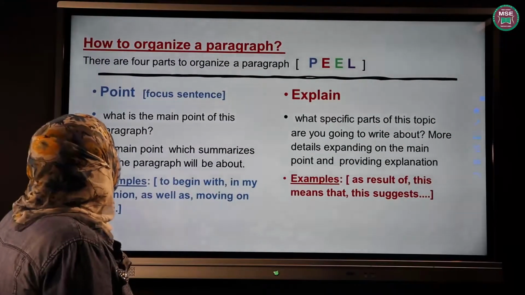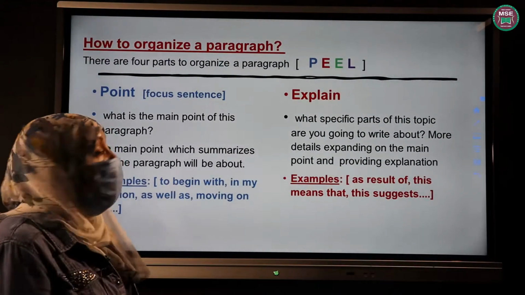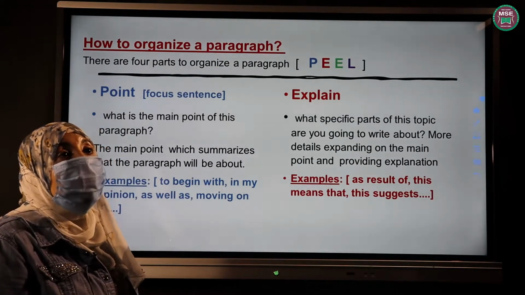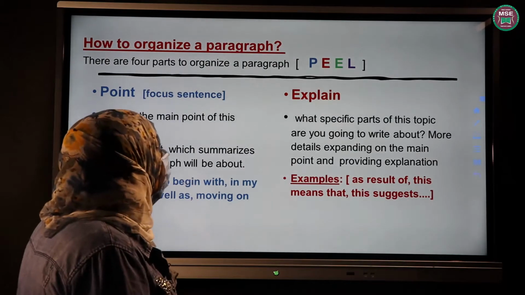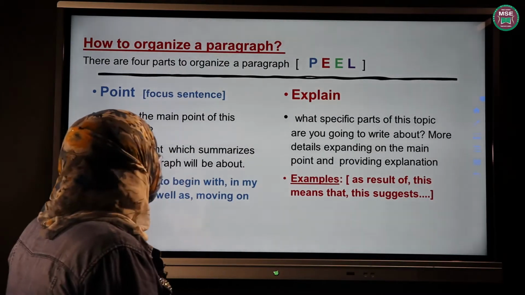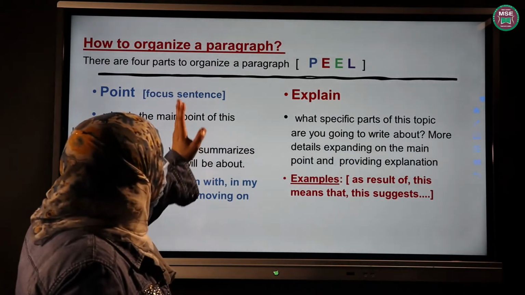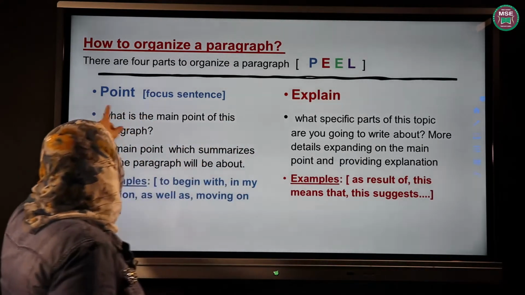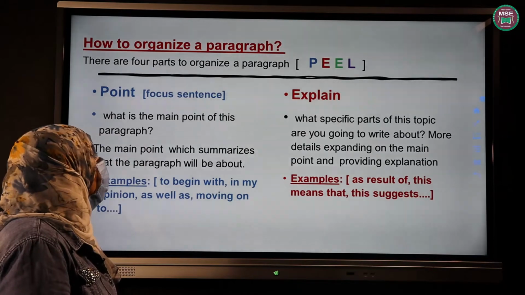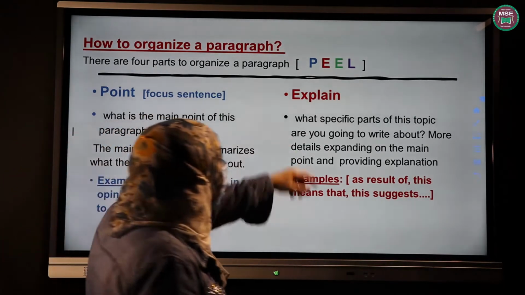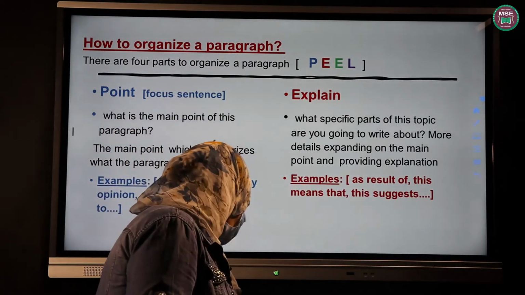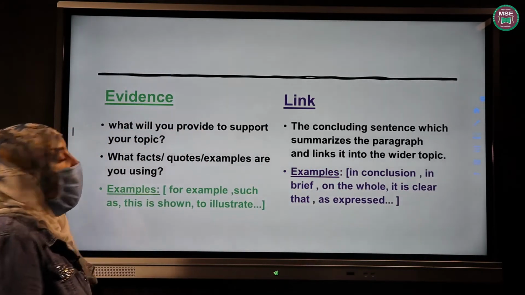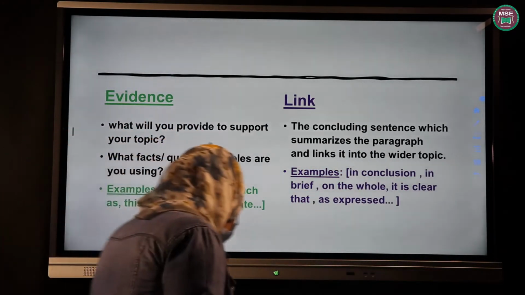First of all, how to organize a paragraph? In fact, there are 4 parts to organize a paragraph, and we call this by the word PEEL. What do you mean by the word PEEL? These are the initials of 4 words. P means point, the focused sentence. E means explain. The other E means evidence. And the L means link.